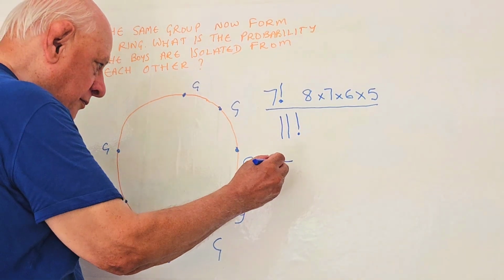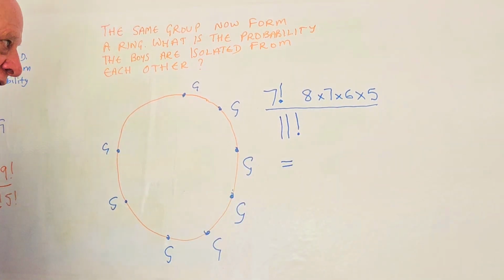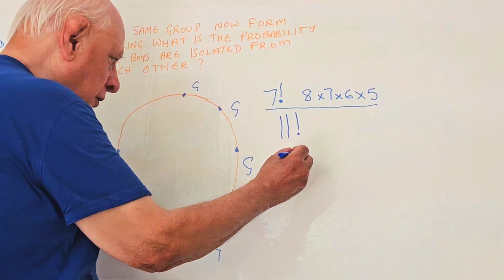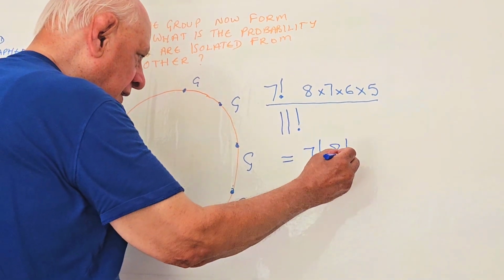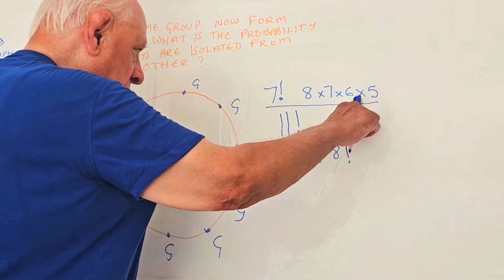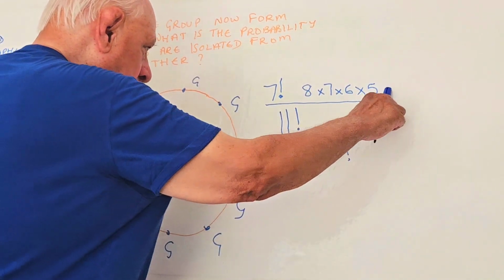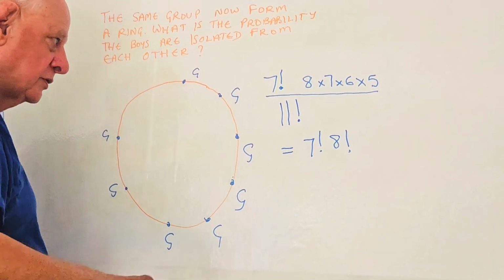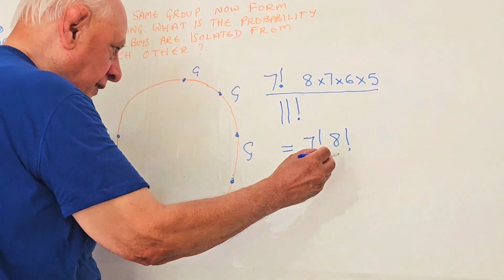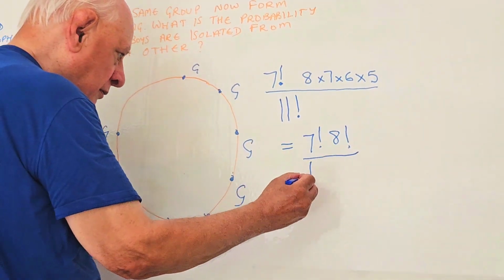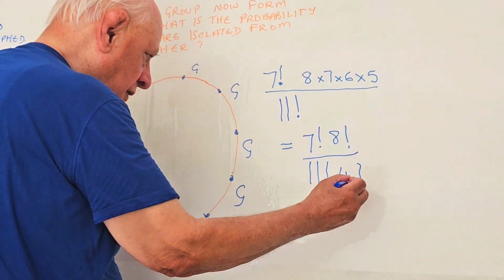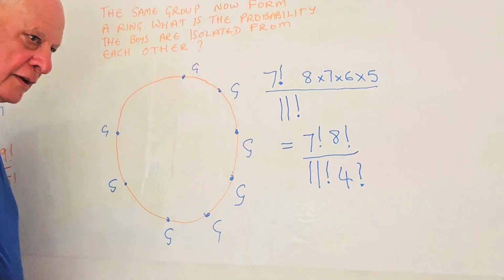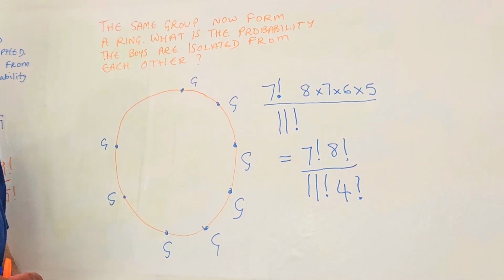And so that can be simplified slightly. We've got our 7 factorial here. You can write this one as 8 factorial, but that is a result of multiplying by 4 factorial there, so we've got to divide by 4 factorial here. So that would be 11 factorial over 4 factorial, and that completes it.